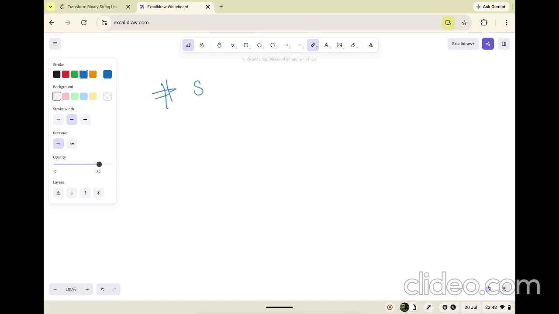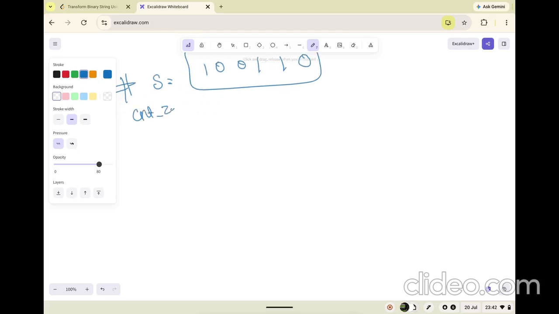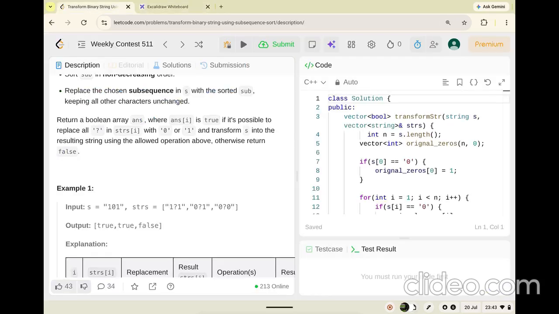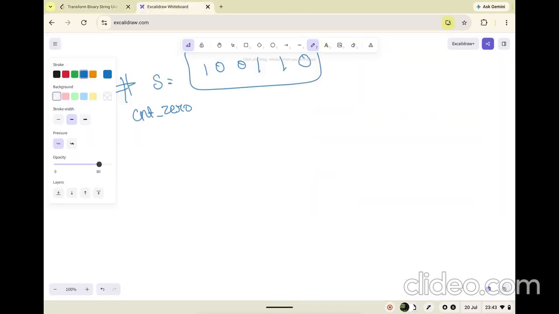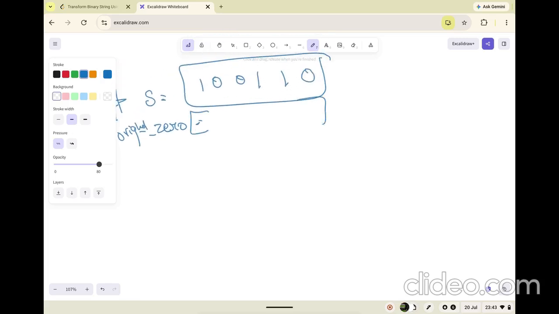So let's say my string s had 1 0 0 1 1 0, something like this, right? Now what I'm saying is, count the number of zeros. In the code I have most probably named it as original zeros. So treat it as original zeros, right? Now what does original zero mean? How many original zeros did we have up to each place? Here it has no original, here it has 1, 2, 2, 2 and 3, right?